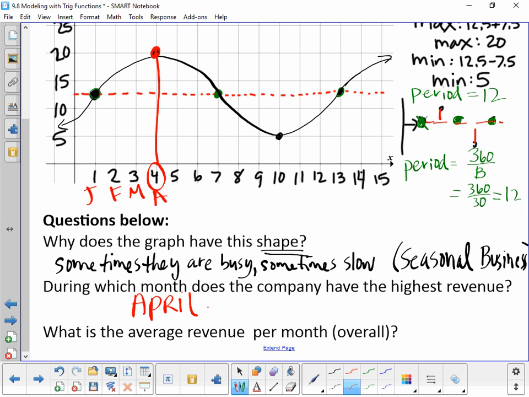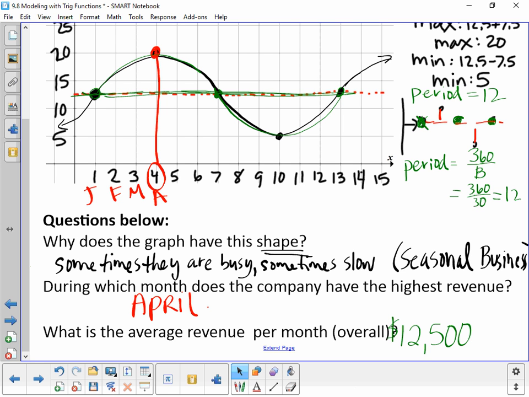What is the average revenue per month overall? Well, the average of a sine function is the midline. So sometimes they make more money, sometimes they make less money, but the average amount that they make per month would be that midline, which is the 12.5. In the context of this problem, that would be $12,500.